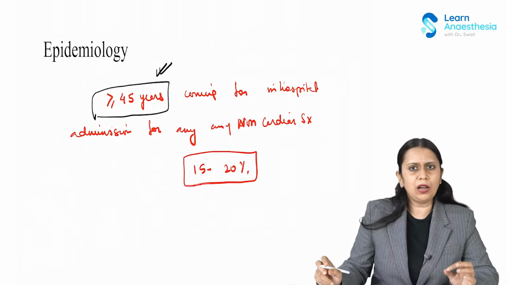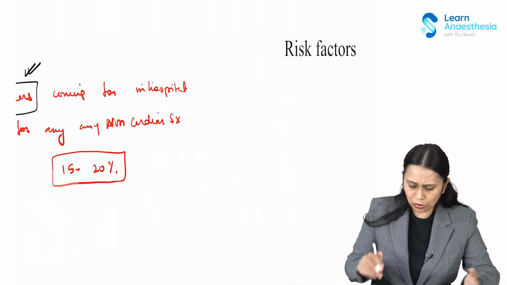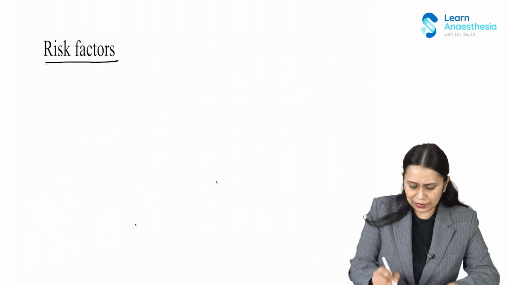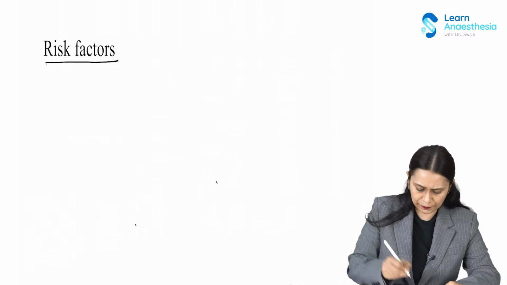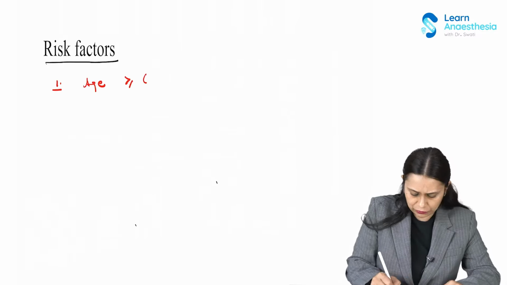So what are the risk factors? What are the patients in whom the risk is higher? So we have to evaluate those patients in a more careful manner. So what are the risk factors? As I said, age is one of the very important risk factors of myocardial ischemia and infarction. Age above 65 years, the risk is higher. So first is age. Age above or equal to 65 years, the risk is higher.